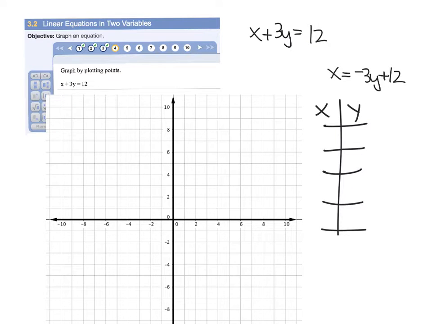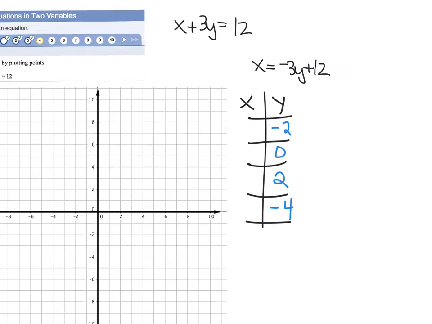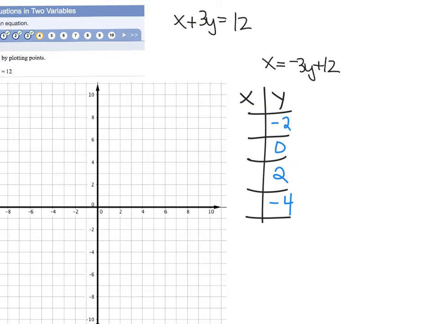And so I get to choose any values for y that I want. So let's make it simple. Let's choose some nice small numbers. Let's do -2. Let's do 0. Let's do +2. And let's do -4. I don't know. I'm just choosing values, right? So now I'm going to move this guy over. Now let's do the math.